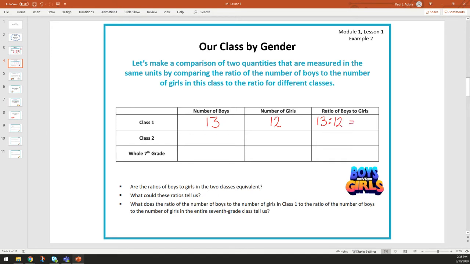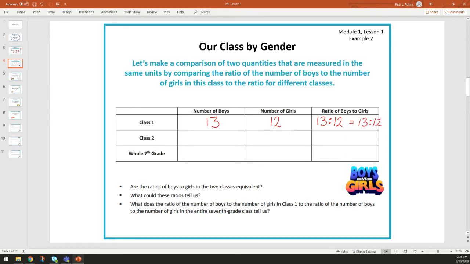But now I need to ask myself, can I reduce 13 to 12 any simpler? Can I get it any lower than 13 to 12? I'm going to take a second and think about it. All right, now you may have realized that 13 is a prime number. So that means there is no number that can go into 13 other than 1 and 13. But 12 is not divisible by 13. So my ratio stays the same at 13 to 12.